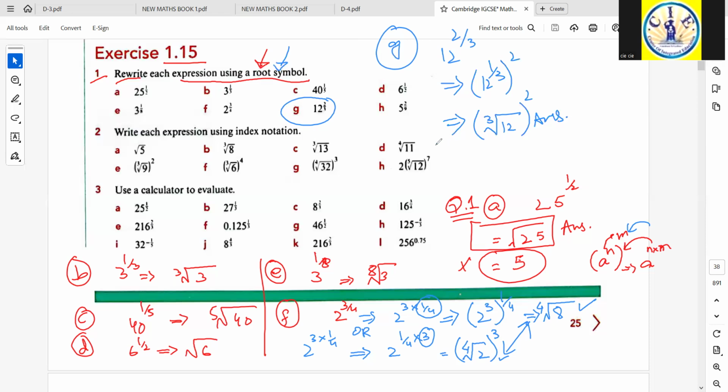And for part H, similarly, 5 raised to power 2 by 9, I can write down 5 raised to power 1 by 9 whole raised to power 2. For 5 raised to power 1 by 9, I can have the ninth root of 5, and for this 2, that would be the same as it is. So that concludes question number 1.